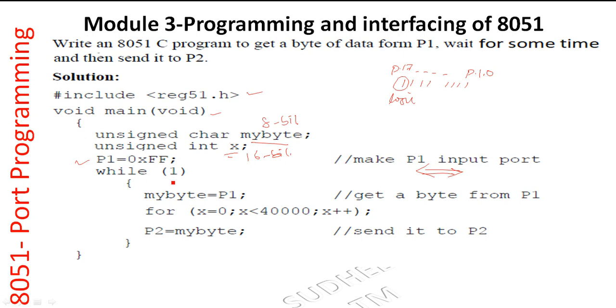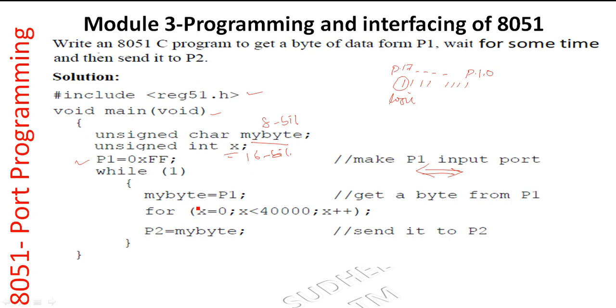Now, while(1), what does it mean? While 1 means while true. This condition is always true. While true means something is always true, like an infinite loop. So our program, as asked, must get a byte from port P1, wait for some time, and then send it to P2.